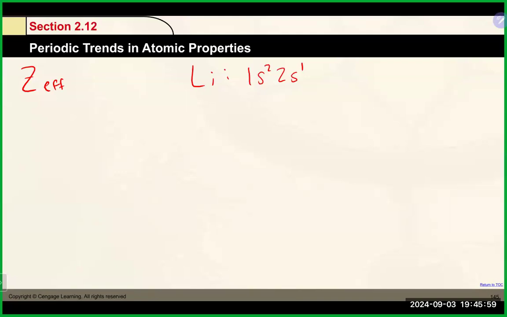Lithium is group number 1 on the periodic table, which means it has 1 valence electron. These are its core electrons, and that would be its 1 valence electron. Because lithium is atomic number 3, it is sitting with a +3 nucleus, and it's got 3 protons in there. It's got some neutrons in there, but they have no charge. It's really the 3 protons sitting in the nucleus that give a +3 charge.